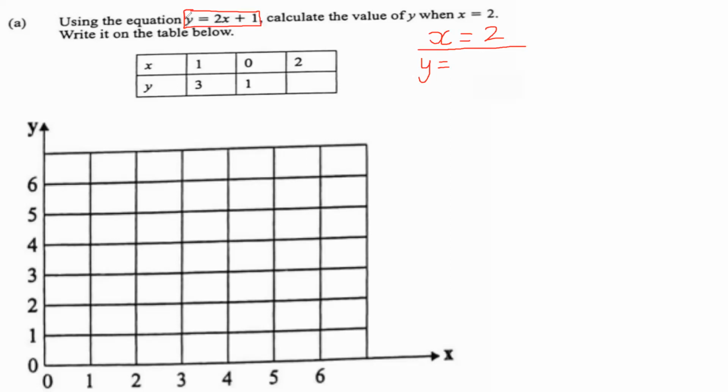2x plus 1. Very good. Y is equal to 2x plus 1. Now, y is equal to 2x plus 1. So let me ask you a question. What is x? X is what? X is 2. Based on this one, x is 2, right?